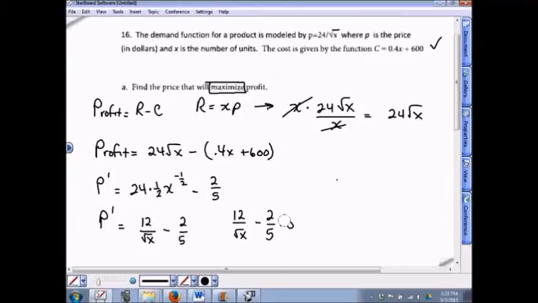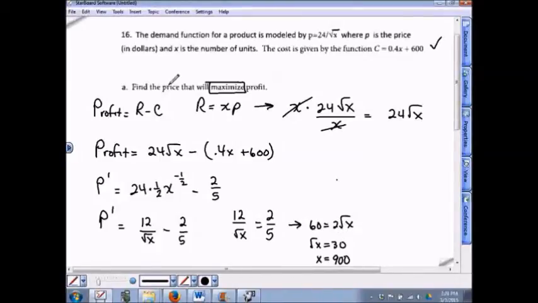So if you add 2/5 to this side, we would get this. If you multiply to solve, cross multiply, you're going to get 60 is equal to 2 square roots of x. Divide by 2 and you get the square root of x is equal to 30, so x is equal to 900. That means you have to sell 900 units to realize a maximum profit.